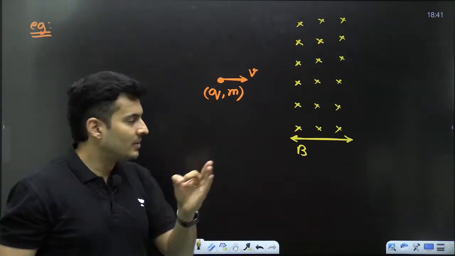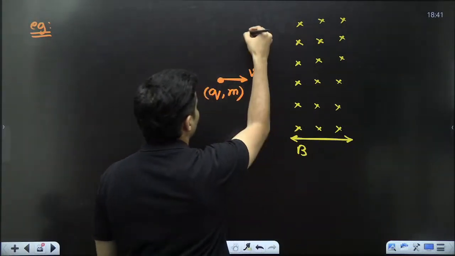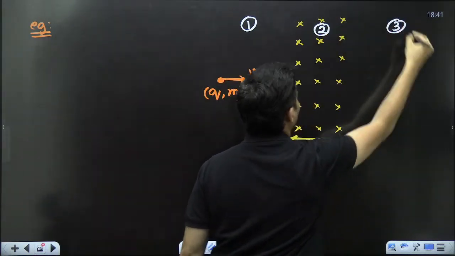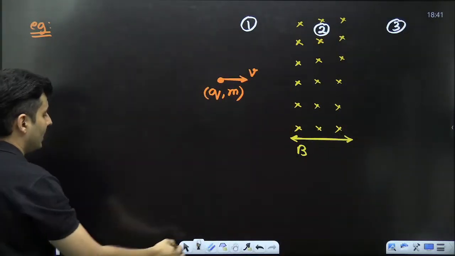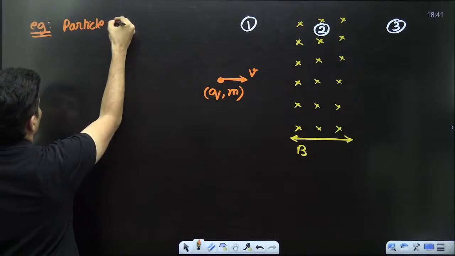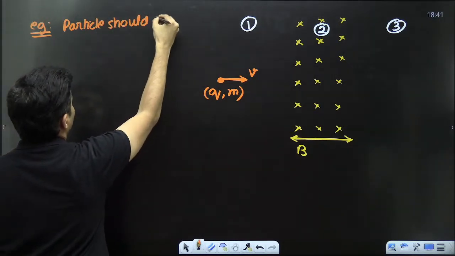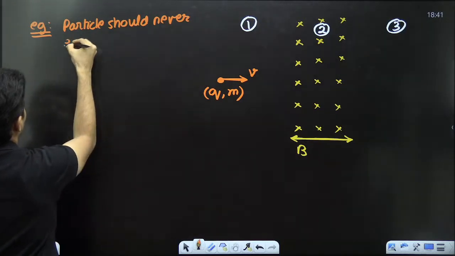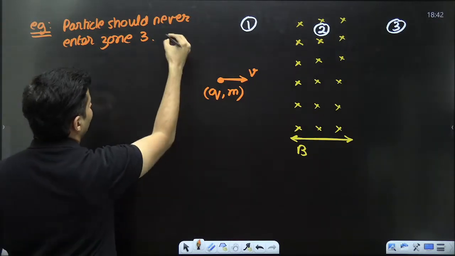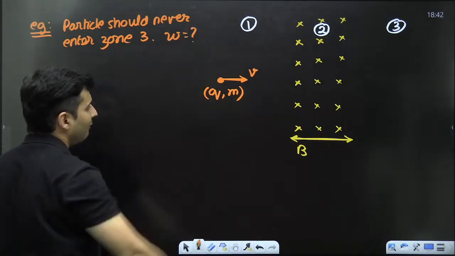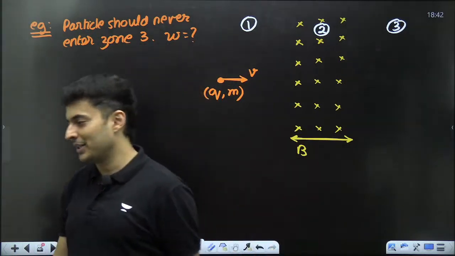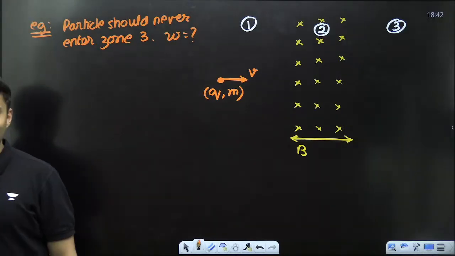Now the question is, if I call this zone 1, this zone 2 and this zone 3, I want that the particle should never enter zone 3. Then what is the width of that magnetic field? Crazy question. You might be thinking, oh my god sir, what to do in this case? Don't worry, we'll figure it out.